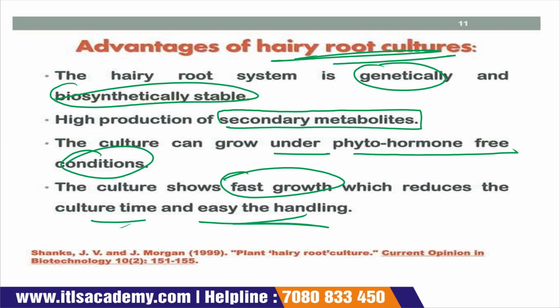So there are four advantages of this hairy root culture. One is that it is genetically and biosynthetically stable, and next it produces a higher production of secondary metabolites, and it can also grow under phytohormone-free conditions, and this culture shows fast growth which reduces the culture time and it is easy to handle.